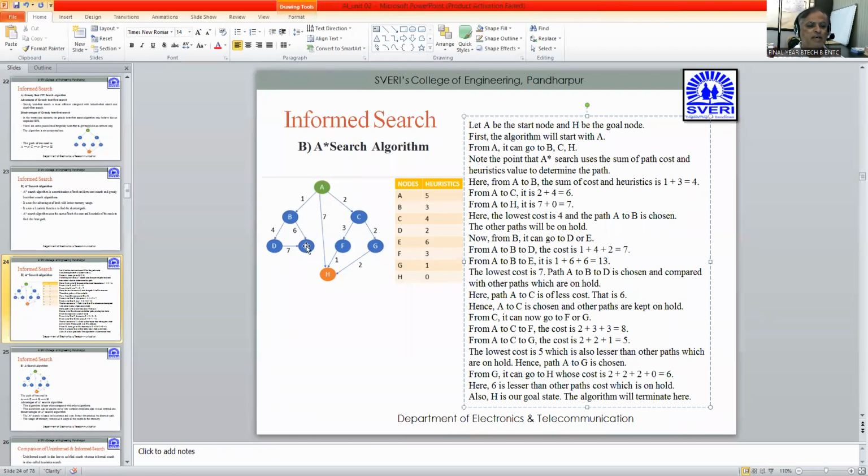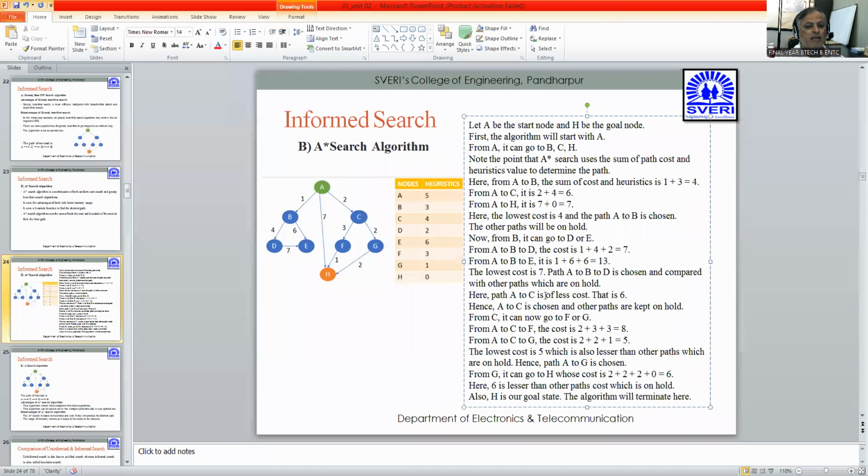अभी A B E. So 1 plus 6 7 और E की वैल्यू 6. So 7 plus 6 कितना बन रहा है? 13. So इसमें लोएस्ट कौन सा है? 7. So A B और D. So A B D the lowest path मिलेगा compared to the other paths which are on the hold.